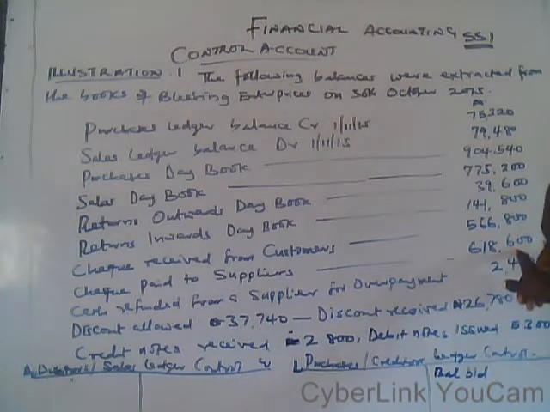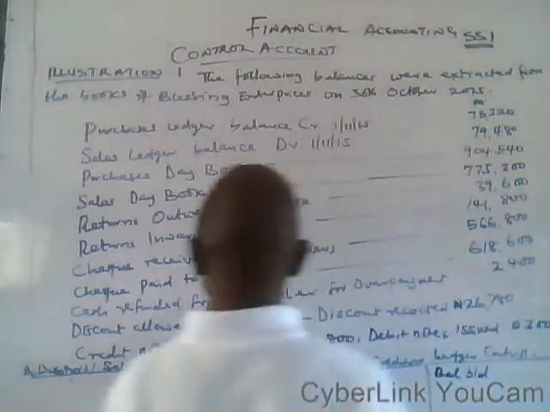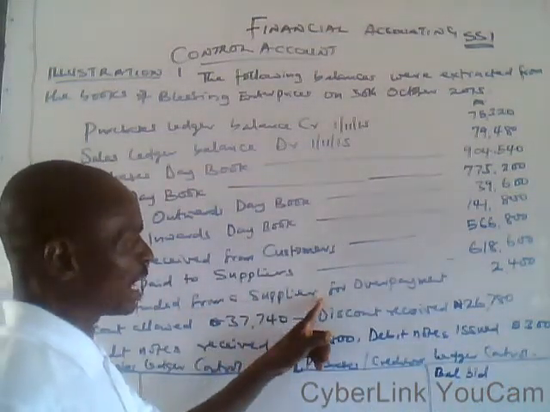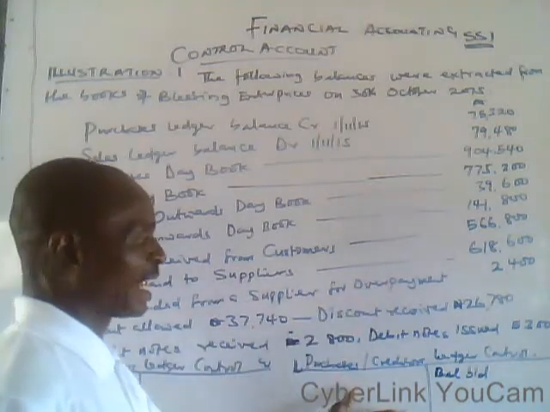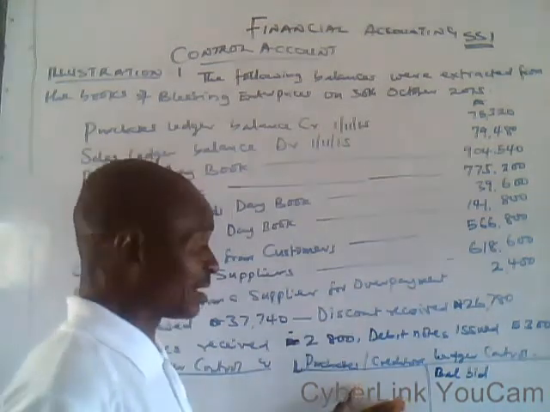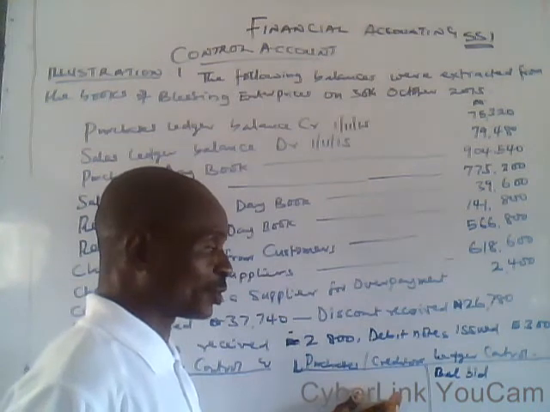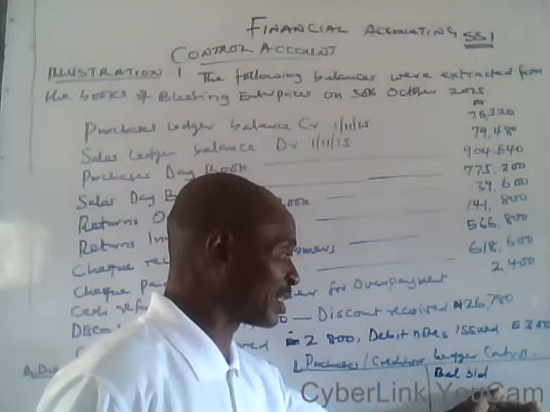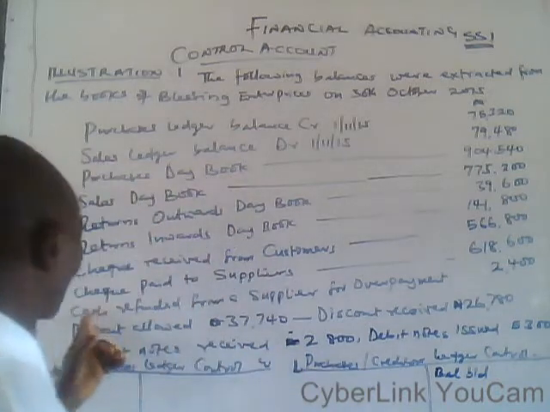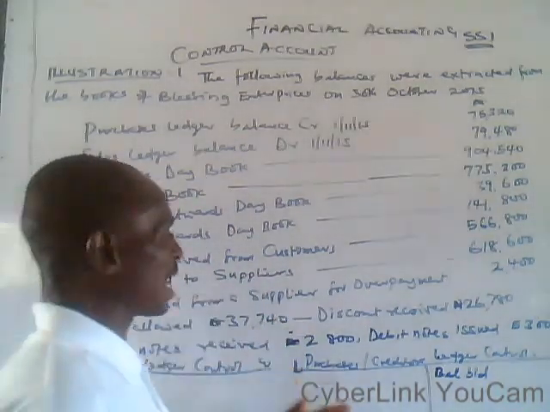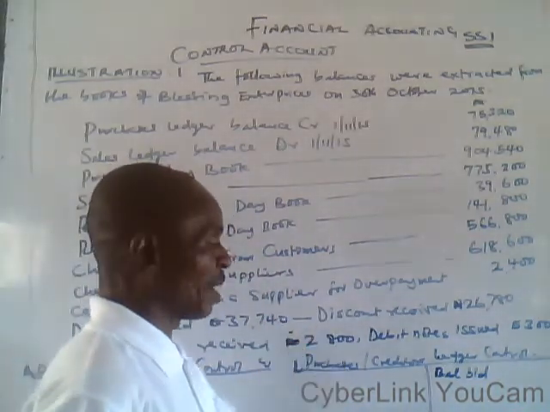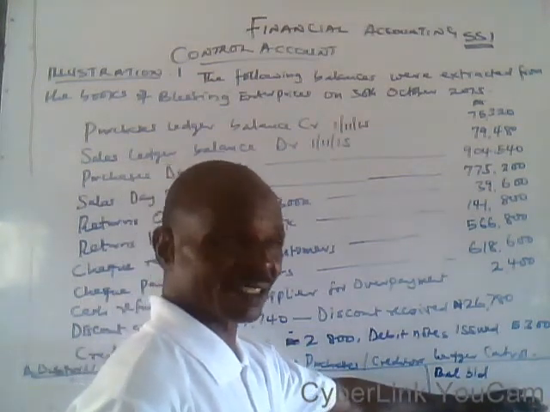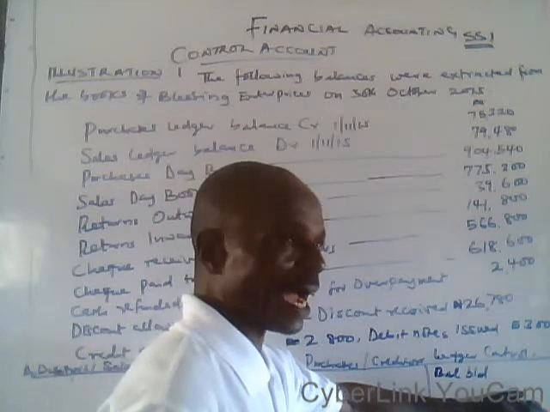618,600 naira. Cash refund: you have a cash refunded from a supplier for overpayment, and this is the receiving side of the purchase ledger control account, and this is the giving side of the sales ledger control account. Any cash refunded from a supplier, that is returned, must be on the credit side of the purchase ledger control account.